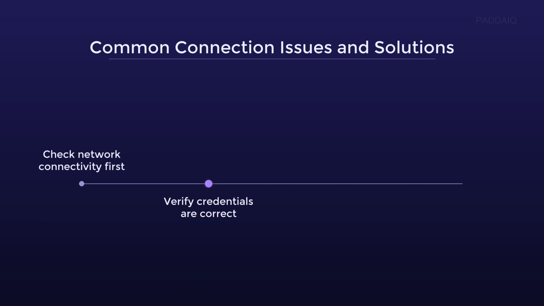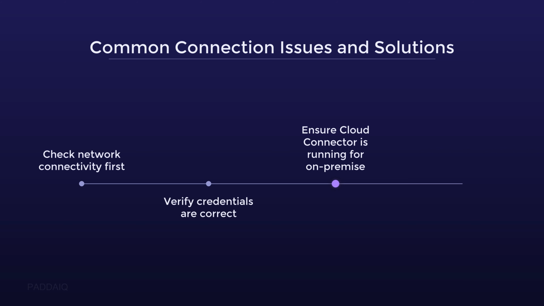Verify credentials are correct. This means checking your username and password are accurate and active for the system you are connecting to. For example, a developer might fail to connect to the SAP HANA Cloud because their password recently expired. Always double-check your login details first, as this is the most common cause of access problems.